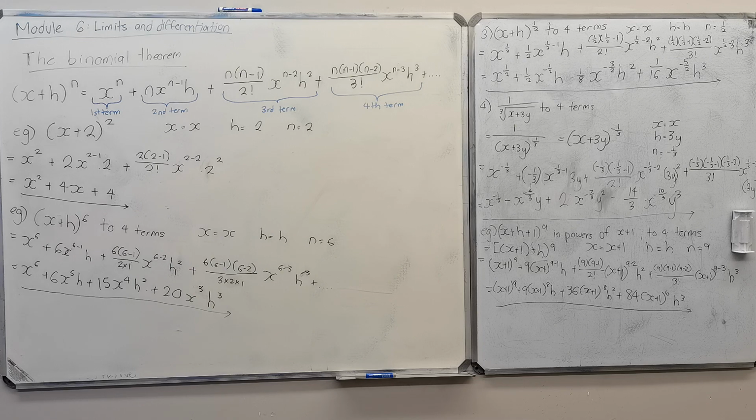Okay. And if you look at the second line, the first equals part, that way I wrote it out is like how I got x plus h to the power n there. That's how I'm able to get x equal to x plus 1, h equal to h, n equal to 9. And then after this, just put it in the formula.